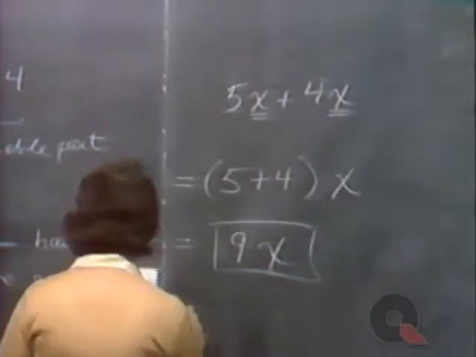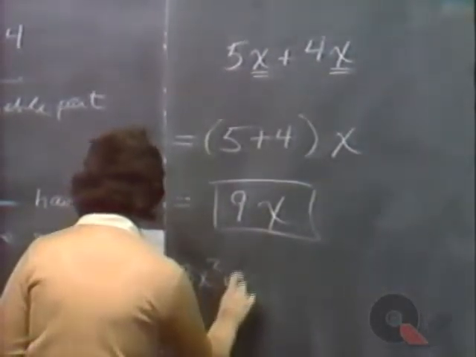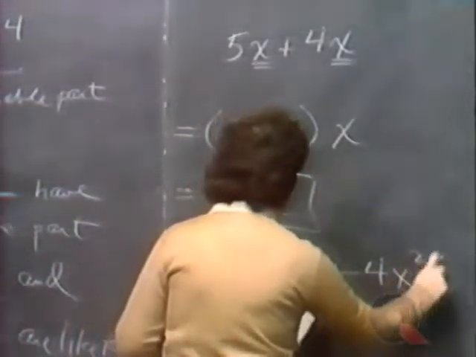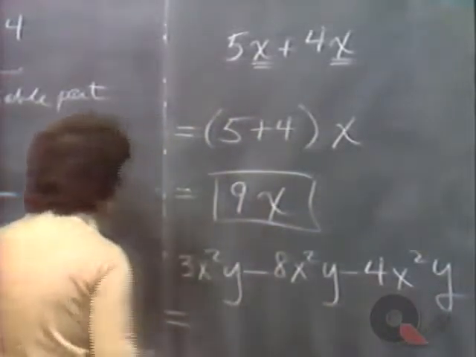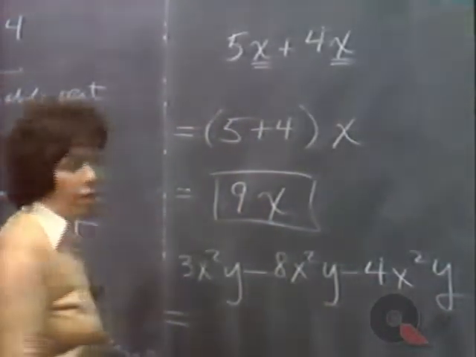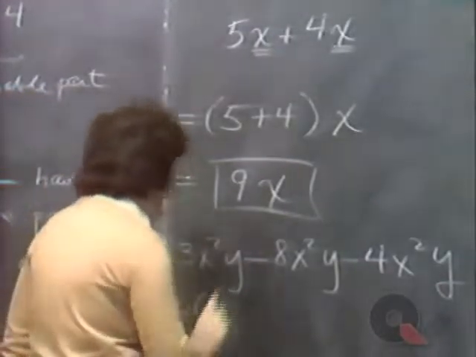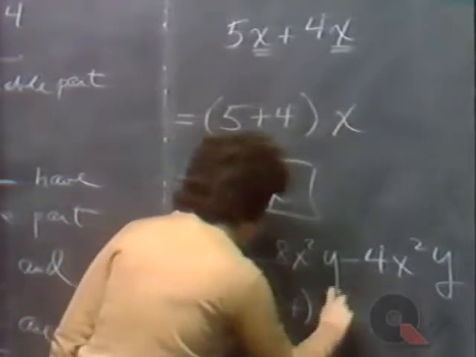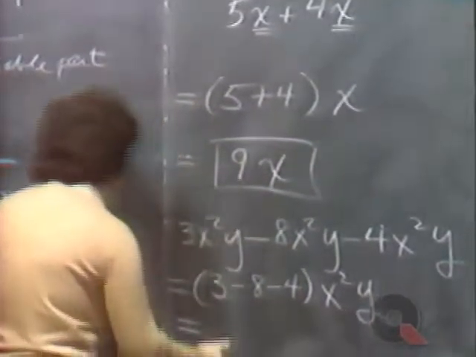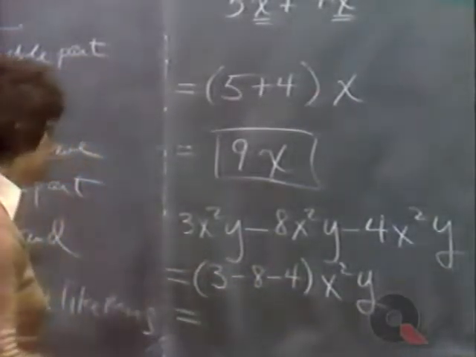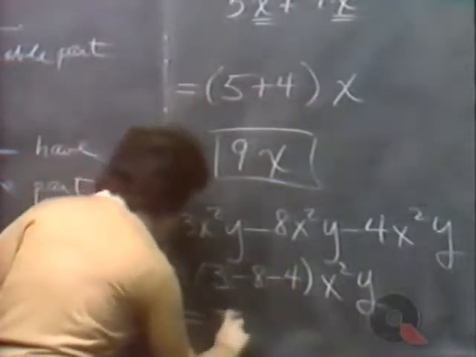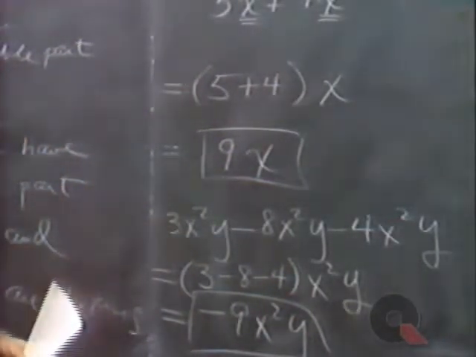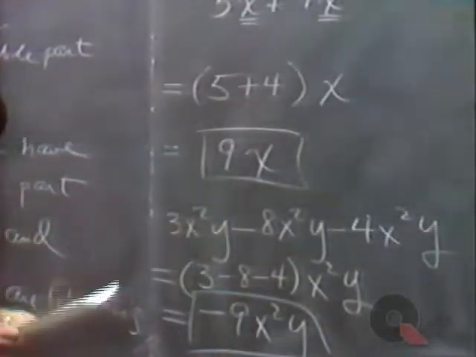OK, let's try another example. 3x squared y minus 8x squared y minus 4x squared y. These are all like terms. They all have the same variable part, namely x squared y. Let's put in that extra middle step just for this example. 3 minus 8 minus 4, times x squared y. 3 and minus 8 gives us minus 5, and minus 4 gives minus 9 x squared y. Of course, you could do that in your head. Minus 9x squared y.